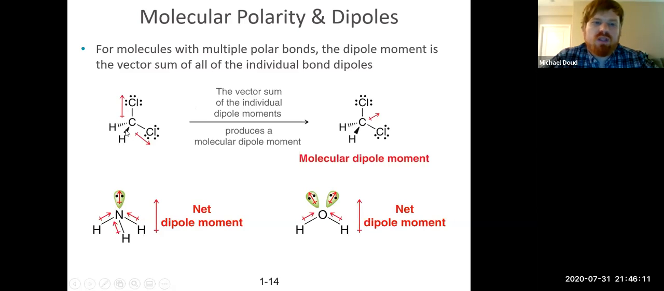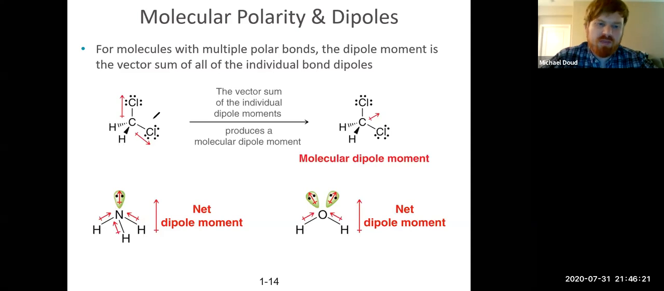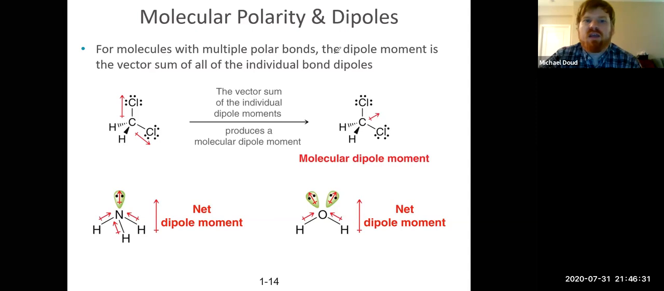So if we look at, for example, dichloromethane, which is a common solvent, you would normally use it in lab a lot, so you get very familiar with it. Here, we're going to do this vector addition. Ooh, that's bad. Okay, let's undo, and use the straight line drawer. There we go. Much better. And now we're going to draw these dipoles onto it.